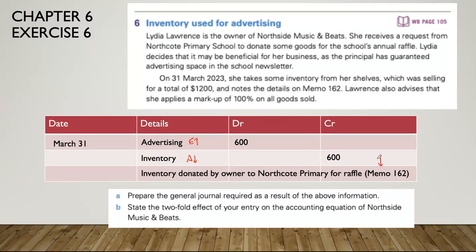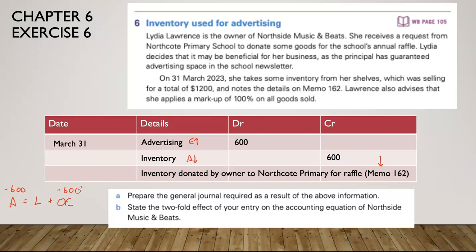the memo. Then we have to go, what is the twofold effect of this equation? What is my impact to my assets, my liabilities, and owner's equity? And we know that our assets have gone down by $600, in this case, inventory, and our owner's equity has gone down by $600 because as expenses rise, this will decrease our profit, decreasing our owner's equity at the end.